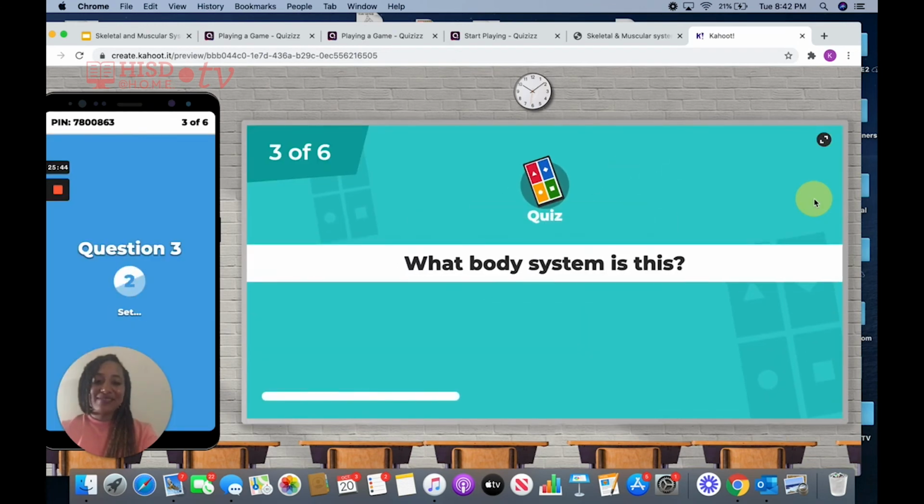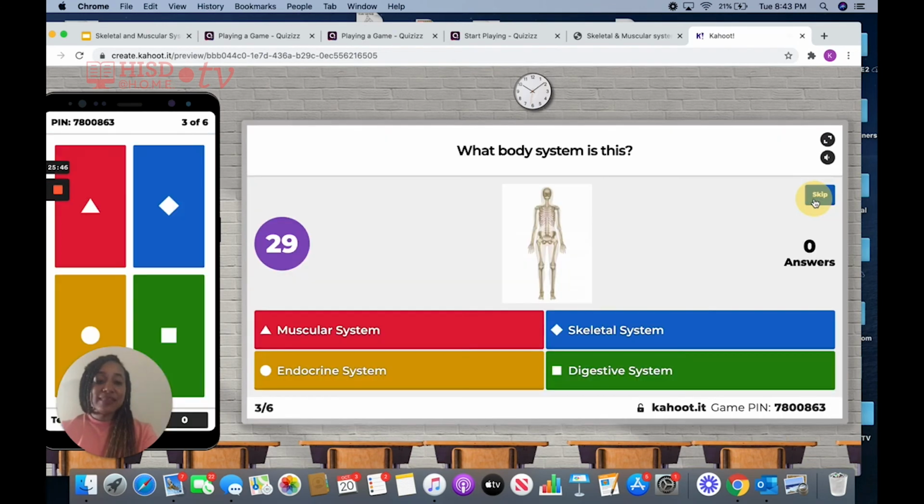Number 3, what body system is this? So is this a picture of our muscular system, our endocrine system, our skeletal system, or our digestive system? Anyone have any ideas? We only have 18 seconds left.